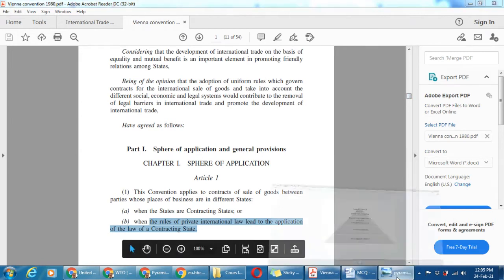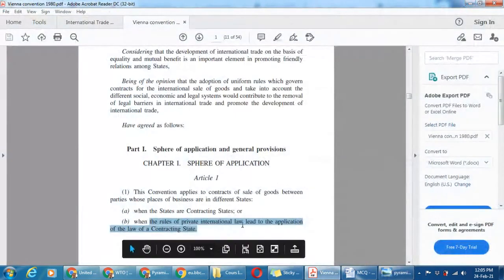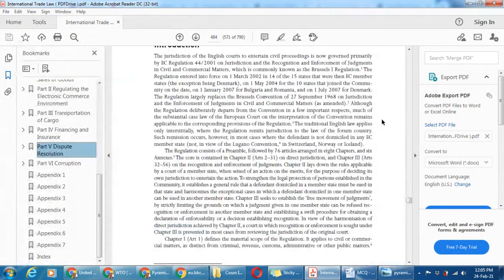And this international convention dominates all the legal block and all the decisional governmental block that could be taken in any state which signs an international trade contract. So this is about the international convention. We will go back again to the Vienna Convention in the next lectures.